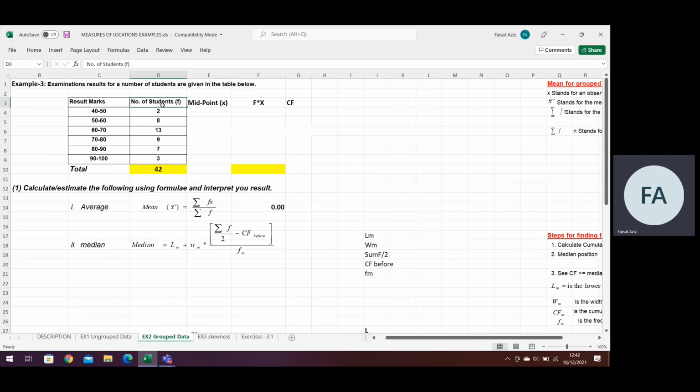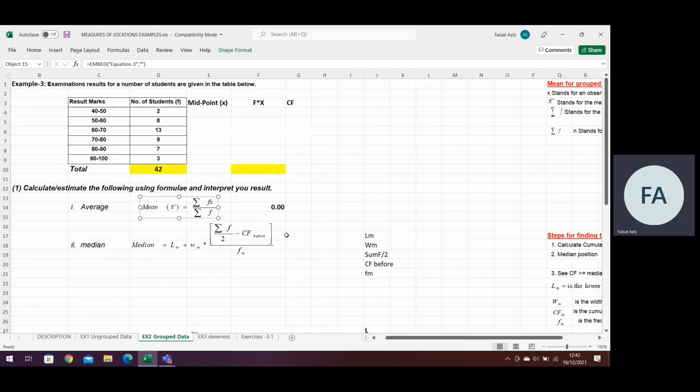Now we have all these frequency numbers, we need to add them, and once you add these numbers you will get the total frequency. Now we need to calculate the average or mean for group data. The formula for group data is given over here: mean equals summation of f multiplied by x, meaning first we need to make this column fx.